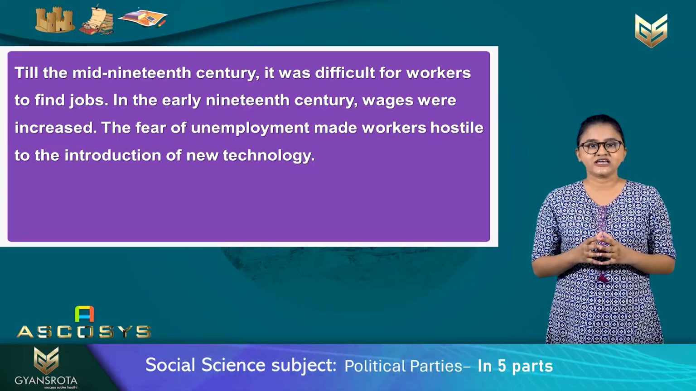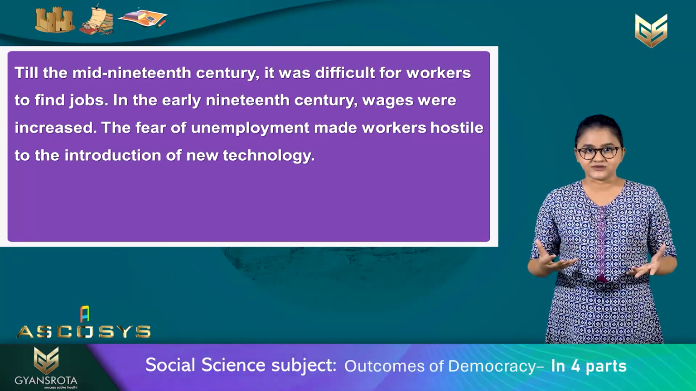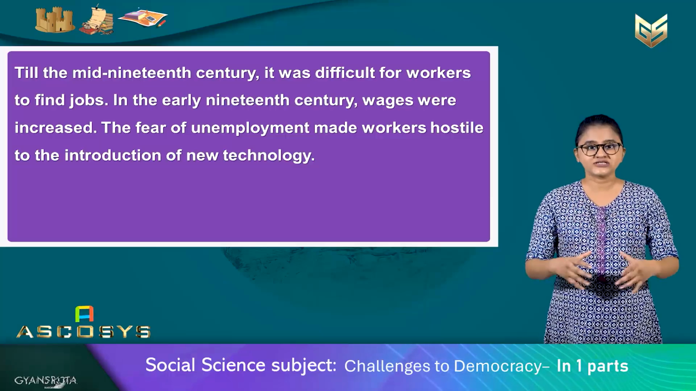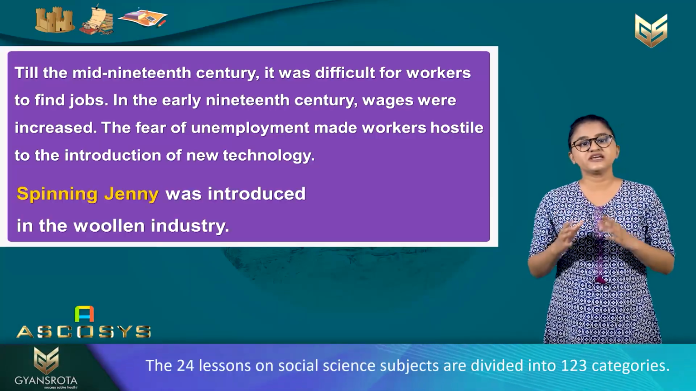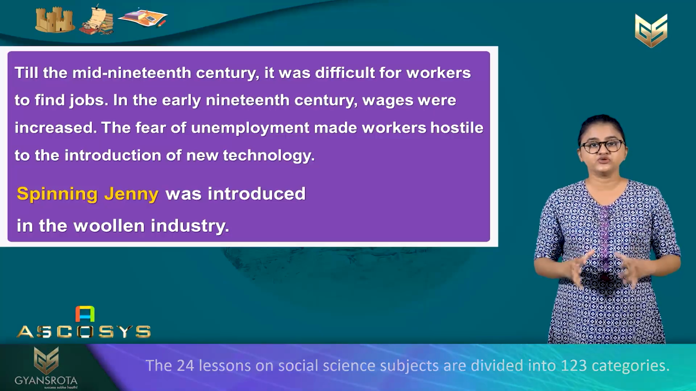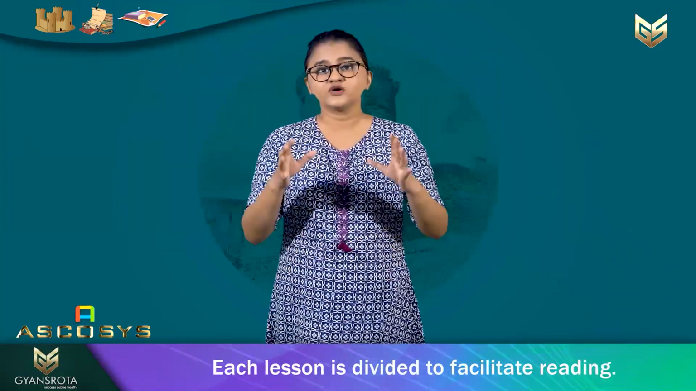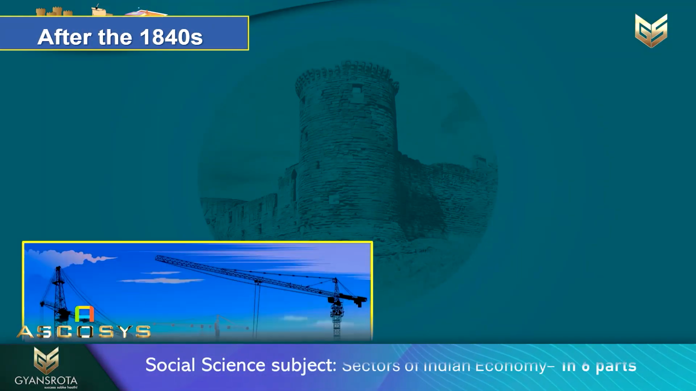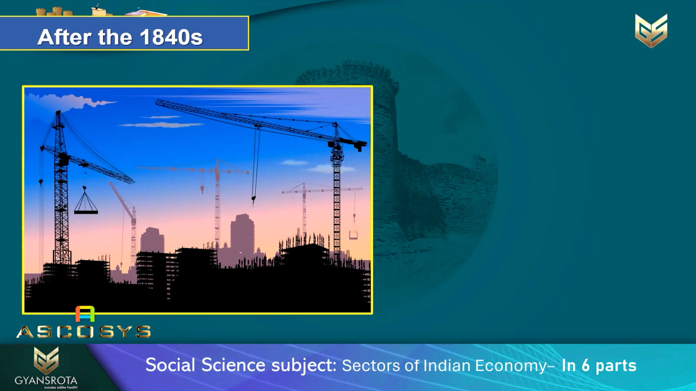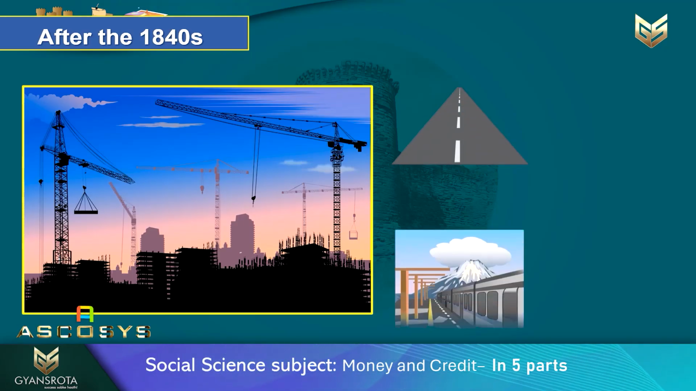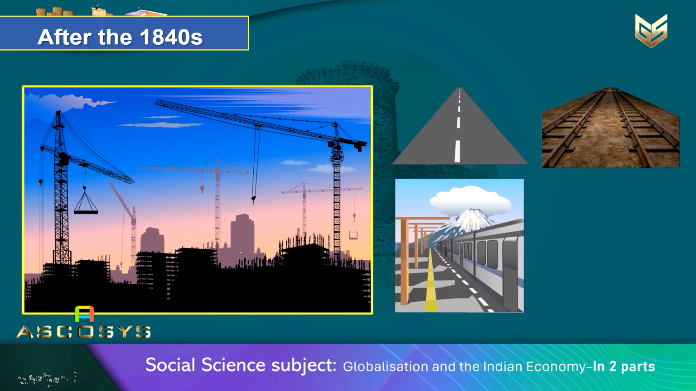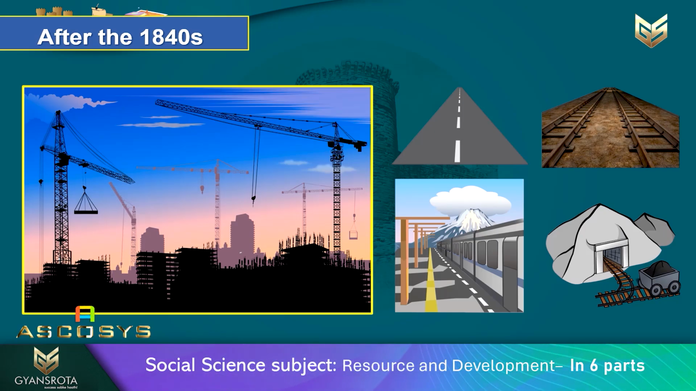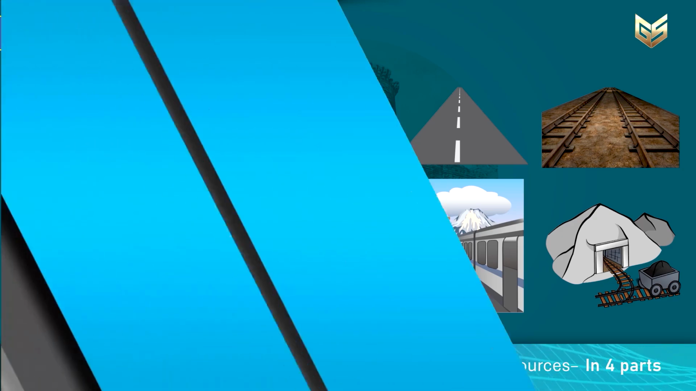In the early 19th century, wages were increased. Still, the fear of unemployment made workers hostile to the introduction of the new spinning jenny. When the spinning jenny was introduced in the woolen industry, most of the workers in that industry rose in revolt. After the 1840s, England saw huge capital investment in building sectors and also for the construction of railway lines and railway coaches. This opened up new opportunities of employment for the workers.